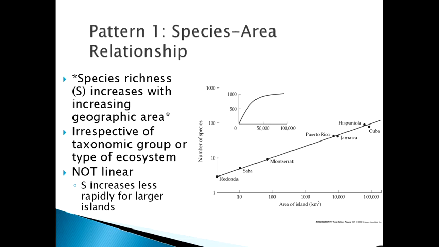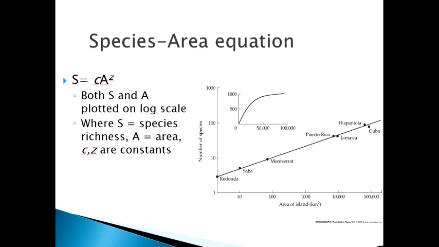It's not a linear feature, even though it's shown right there. But let's get back to that in just a second. There is this very important equation, the species area equation. Both of these are plotted on a log scale. I'll put that up in a minute here, but C and Z are the constants and A is the area. So just think about that. If C and Z are anything multiplied by the area, they are going to increase the number of species there.